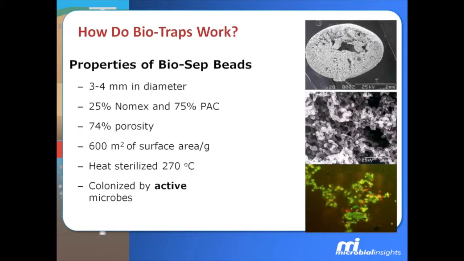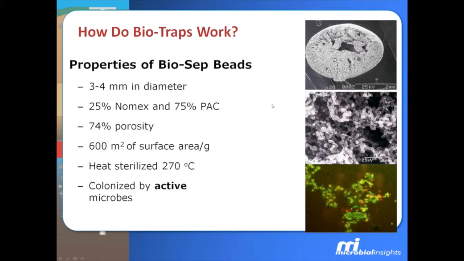Now, how do biotraps work? The heart of the biotrap is the BioSep bead. It is a proprietary medium. It's proprietary to Microbial Insights and the University of Tulsa. Basically, the BioSep bead is about 3 to 4 millimeters in diameter. You're seeing a low magnification picture of a cross-section in the upper right-hand corner here. They're made out of two materials, Nomex and powdered activated carbon.